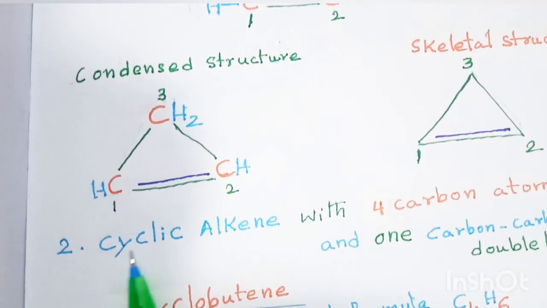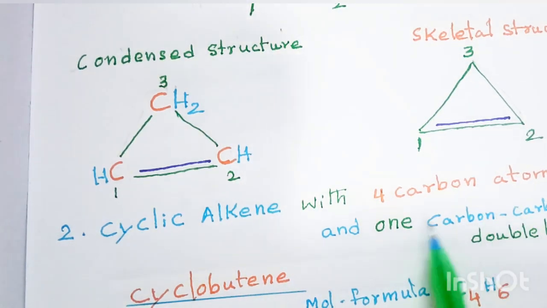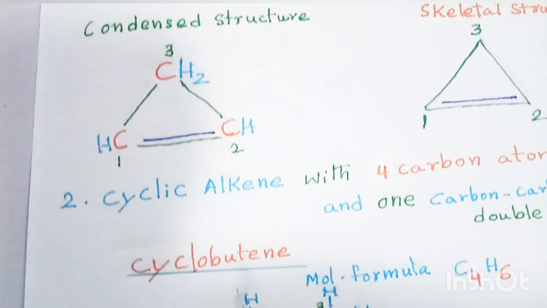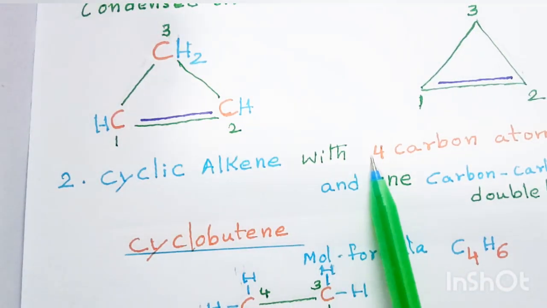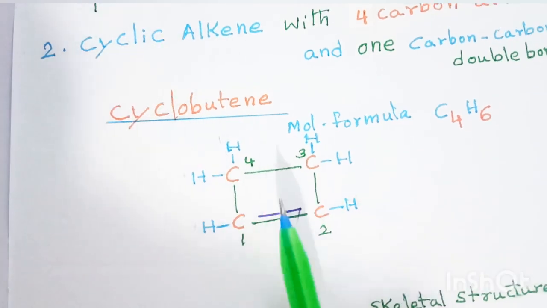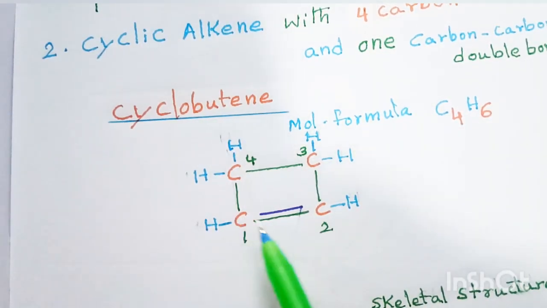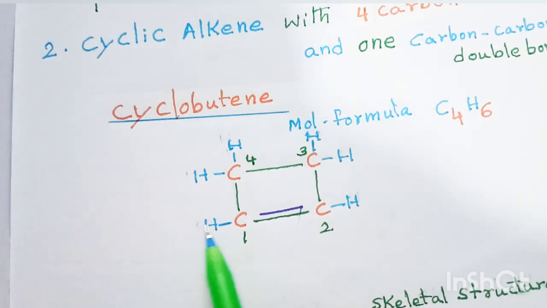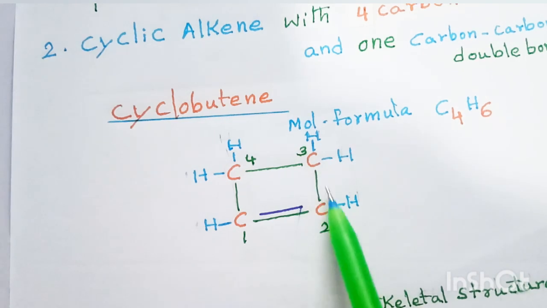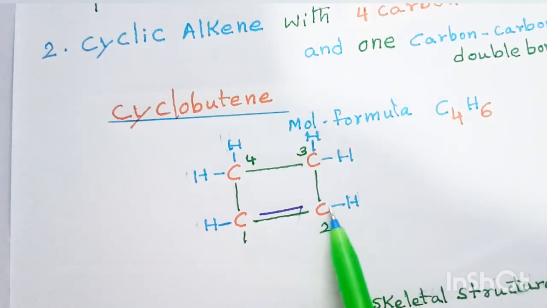Let us see the cyclic alkene with 4 carbon atoms and 1 carbon-carbon double bond. Alkene means 1 carbon-carbon double bond should be there. So the 4-carbon-atom cyclic alkene is called cyclobutene. So this is the first carbon, this is the second carbon. There is a double bond between them. As a result, they each need another single bond to become stable. So there is one single bond to hydrogen. This carbon atom, the second carbon atom, has a double bond and a single bond with the third carbon atom. So it needs one hydrogen only. So one hydrogen forms a single bond.